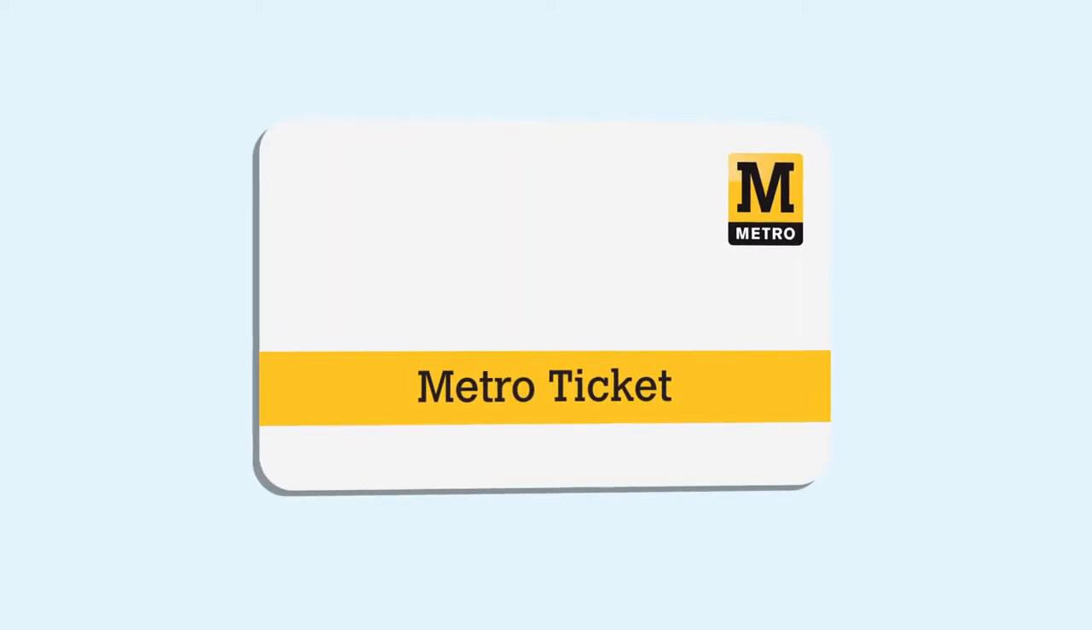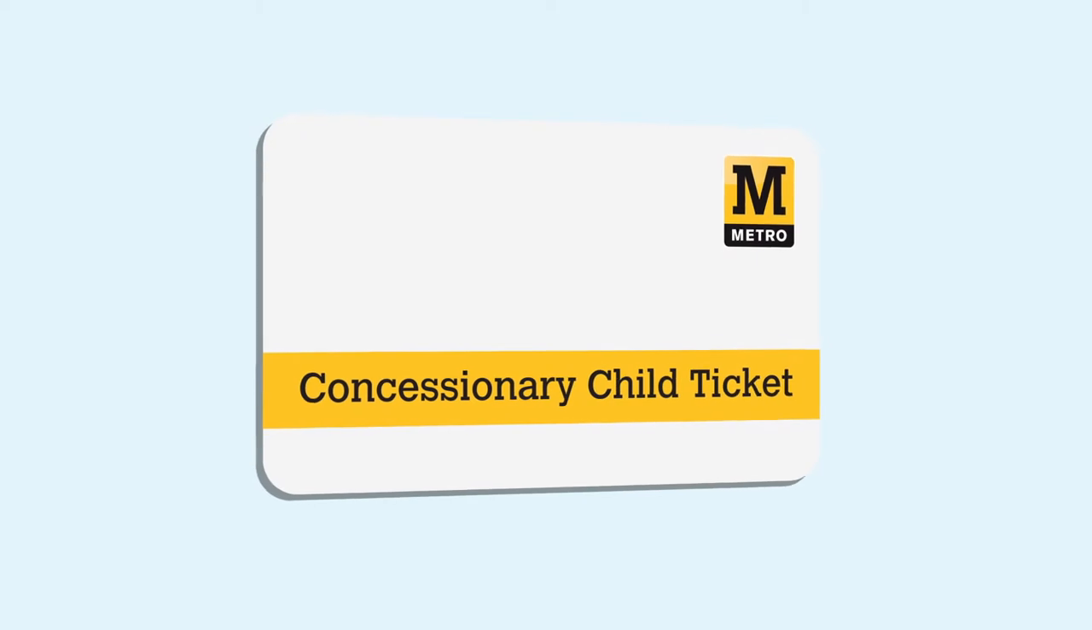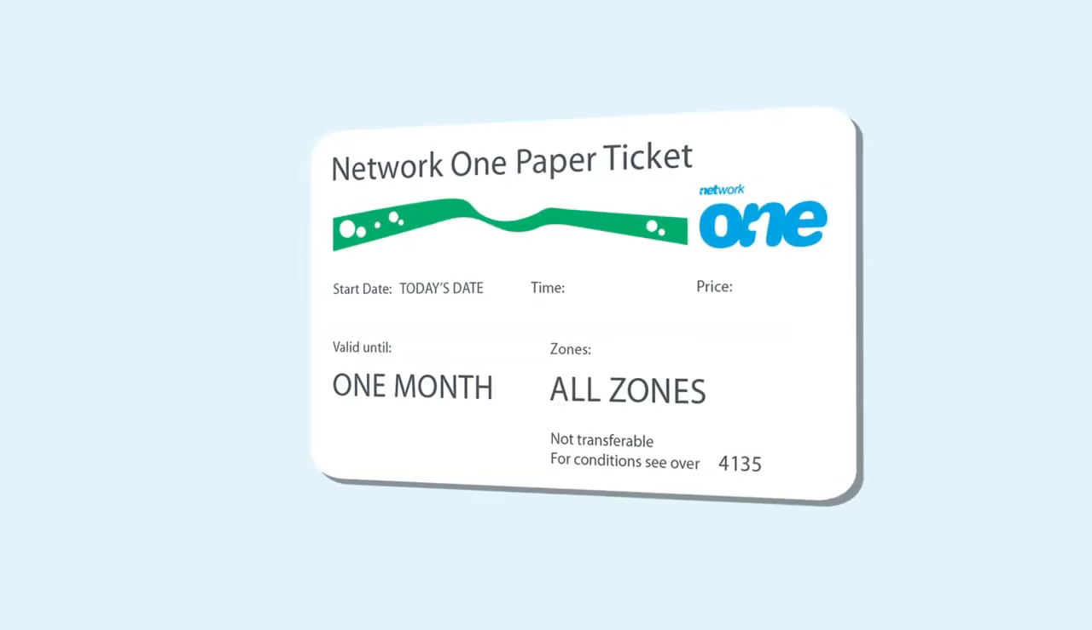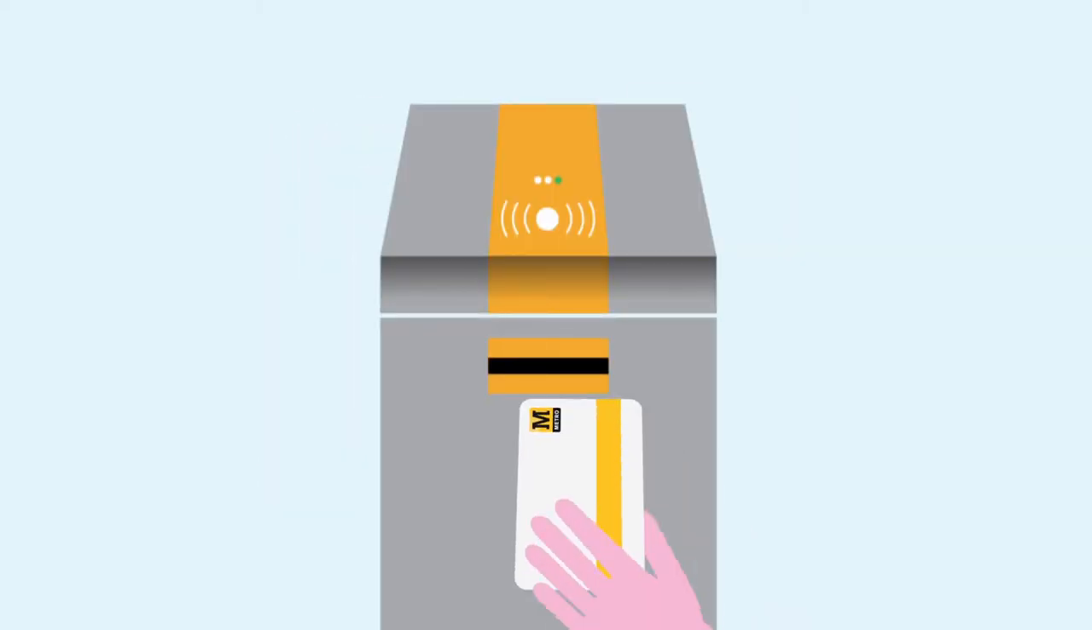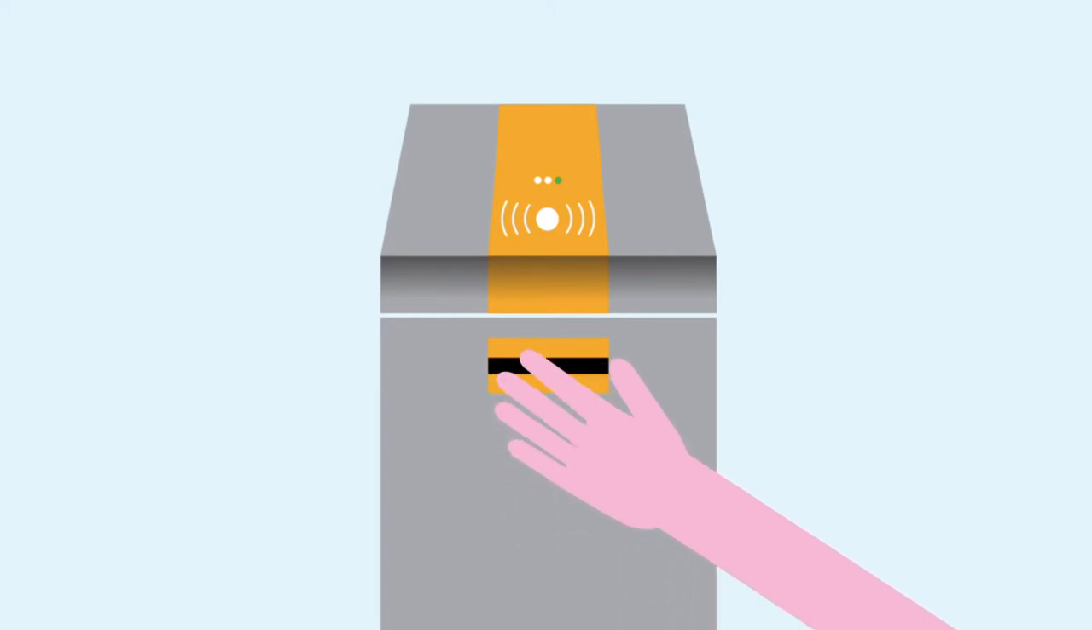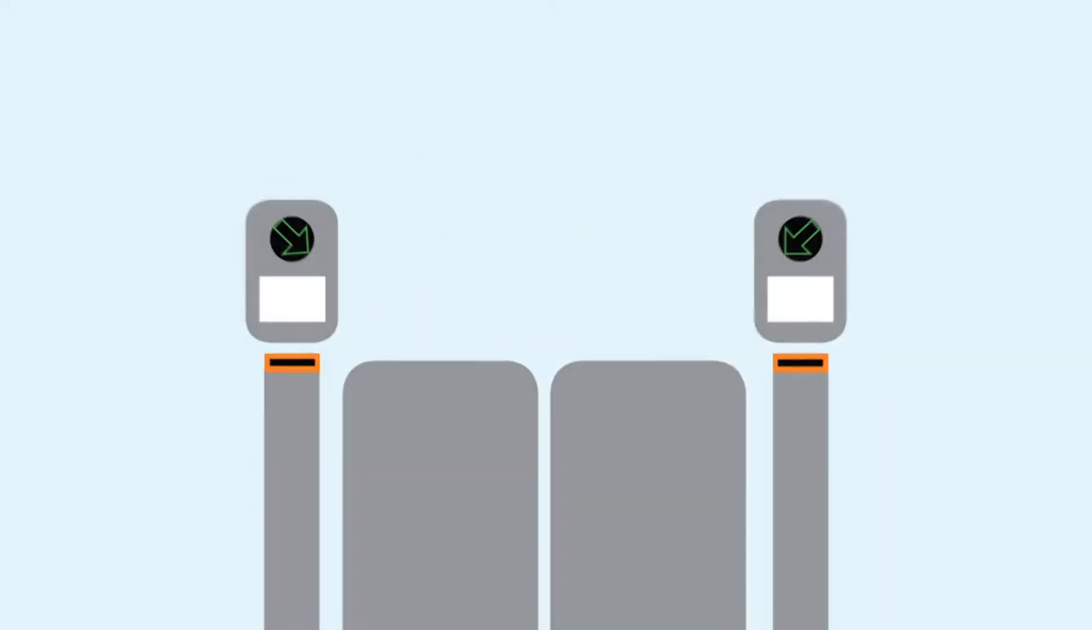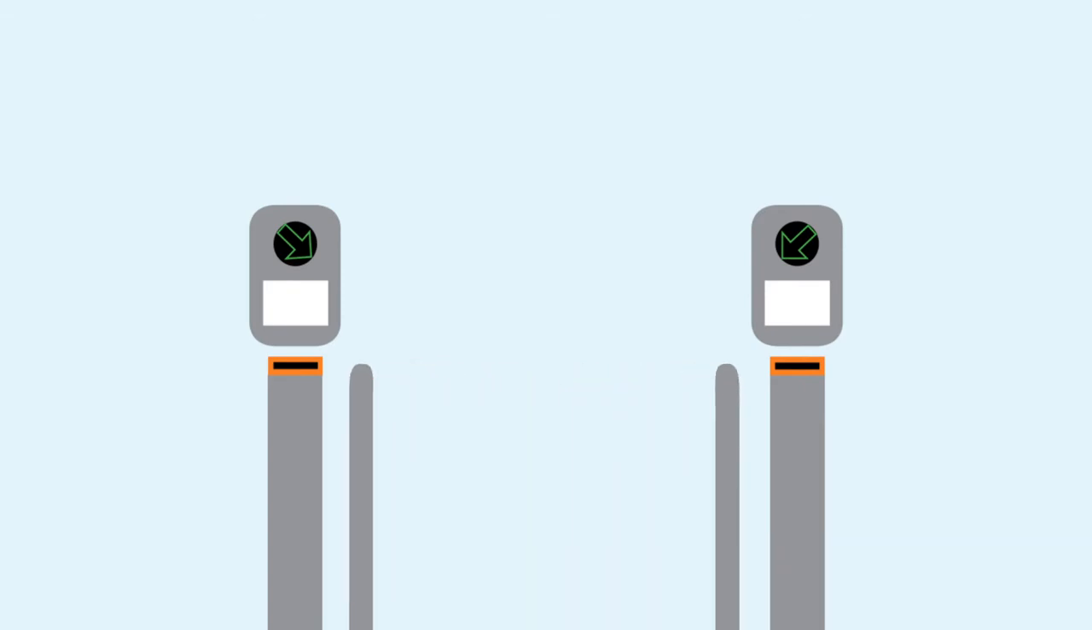If you have a paper ticket with a magnetic strip on the back, including a concessionary child or a Network One paper ticket, just put it through the orange ticket feeder, magnetic strip down if the gate is closed. If your ticket is valid, the gate will open. Remember, always pick up your ticket and take it with you.